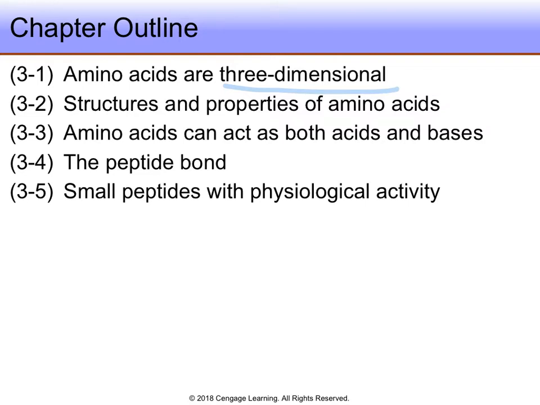Then we'll follow up with some discussion of section 3.2 about the structures and properties of amino acids, and how they can act as both acids and bases. Then we'll talk about how those amino acids combine when they form a peptide bond, and how those peptide bonds hold together a string of amino acids in a full protein or a full enzyme. And finally, my favorite part: we'll talk about small peptides that have physiological activity and are interesting from the standpoint of biochemistry and what other small molecules can do in a biological biochemical system.